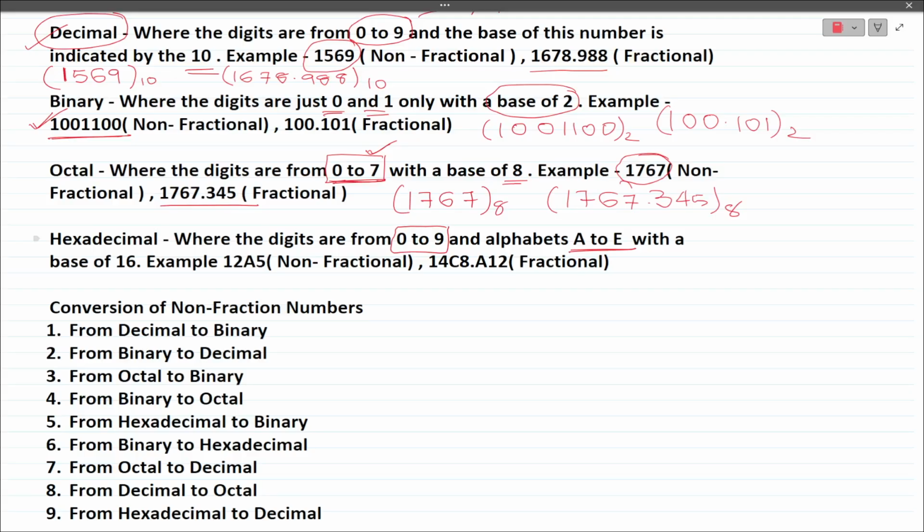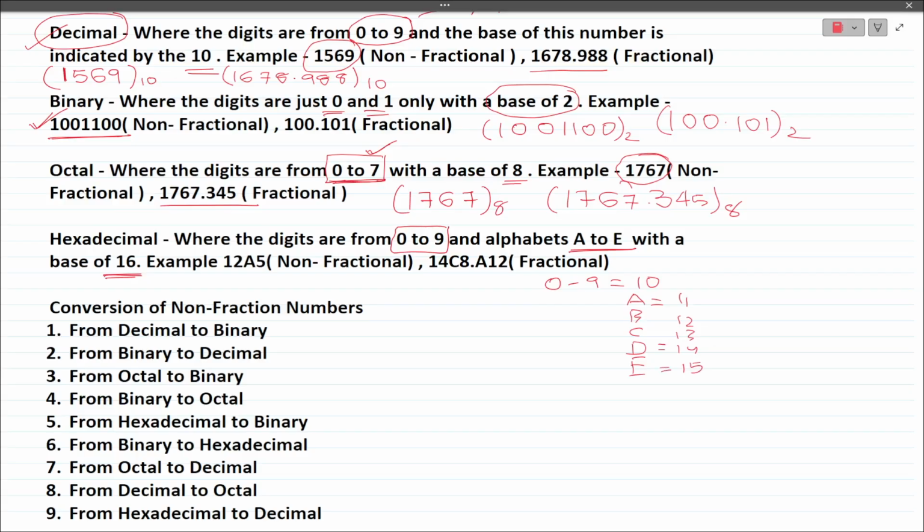Okay, so here 0 to 9 and the alphabets, that is hexadecimal, and as you can see here the base will be 16. Why is the base said to be 16? If we count 0 to 9, how many is it? 10 numbers, and A, B, C, D, E. So this is 11, this is 12, this is 13, this is 14, this is 15.